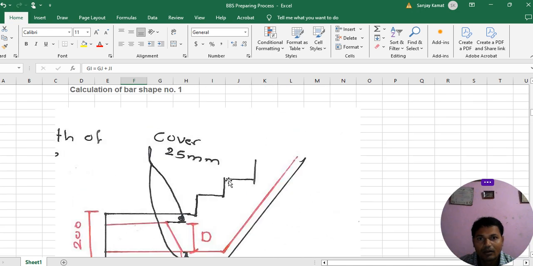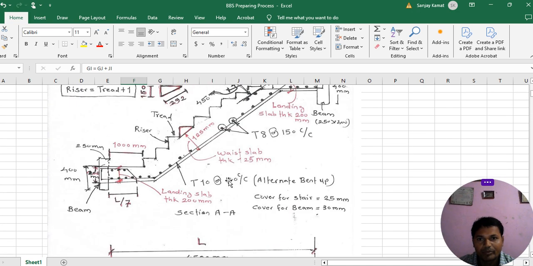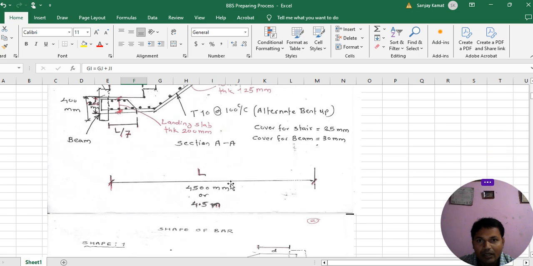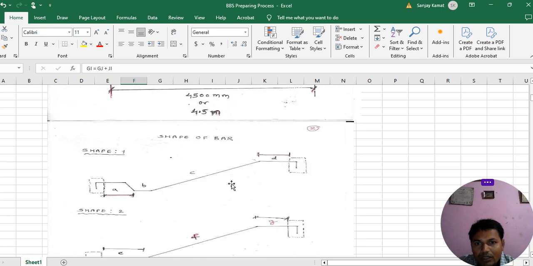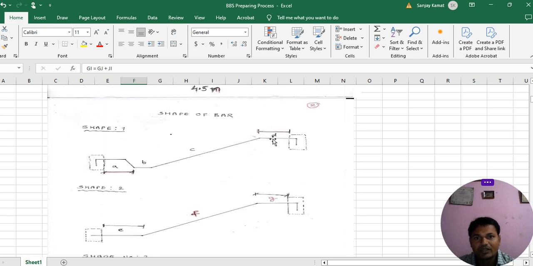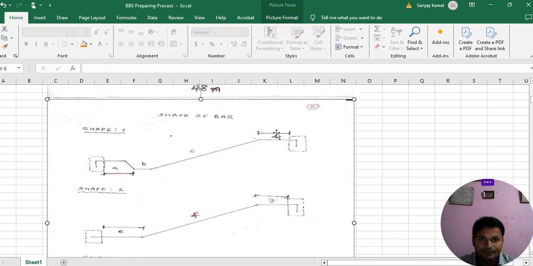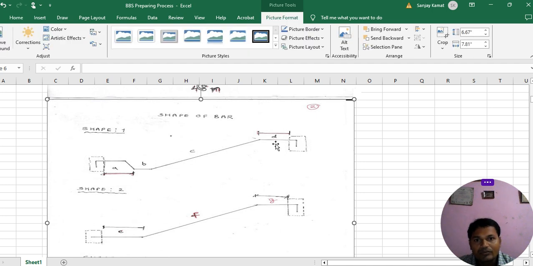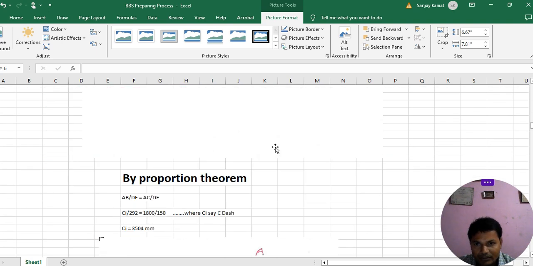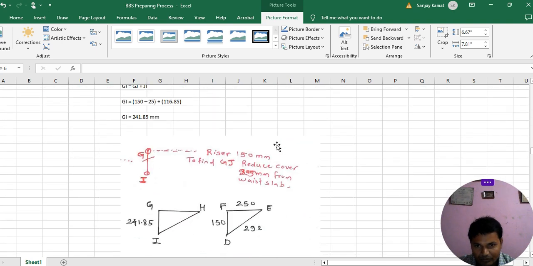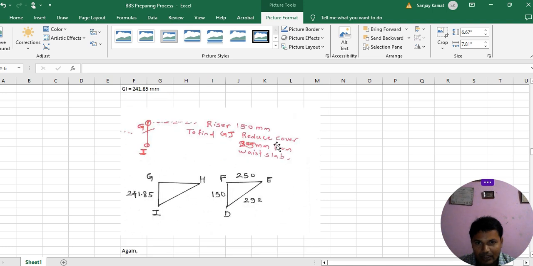Earlier, on the second page, I have shown you. See, this part we have assumed as D. As you can see, this part we have to calculate now. You can see my cursor. This part we have to calculate. So GI we have calculated.